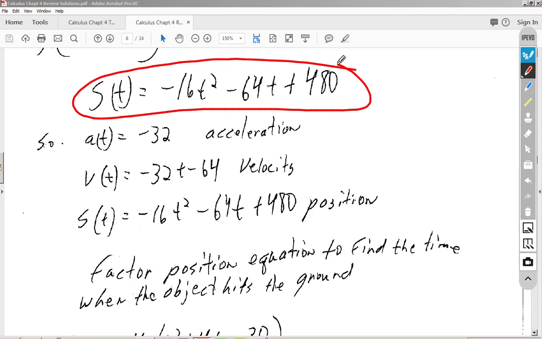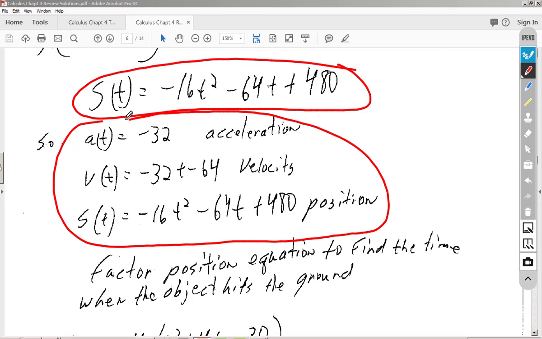So now I have all three of my equations. I've got my acceleration equation, I've got my velocity equation, and I've got my position equation. So I've got a of t equals negative 32. That's feet per second squared. That's your acceleration. Your velocity would be negative 32t minus 64. And your position function is going to be negative 16t squared minus 64t plus 480.